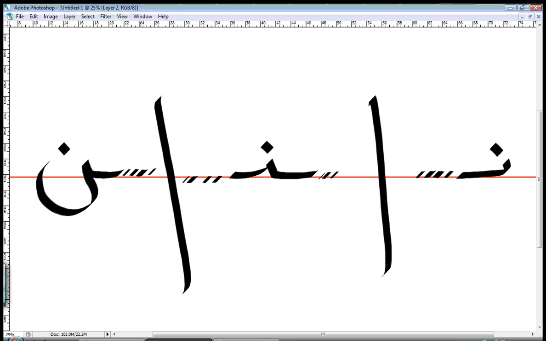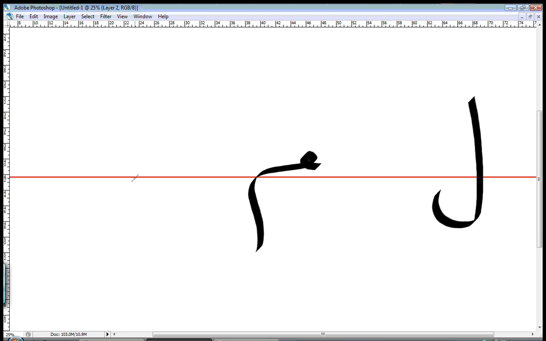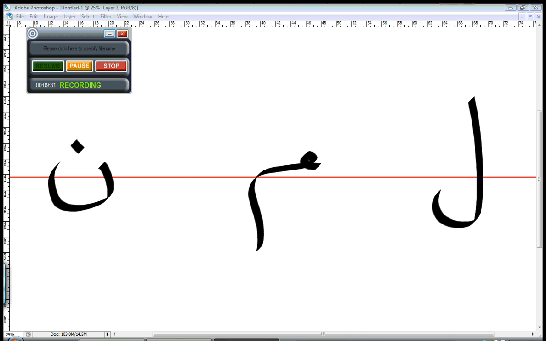So let me recap. Today we learned the lam, meem, noon. Just a quick note that we are almost done with the alphabet. We have one more lesson to go.